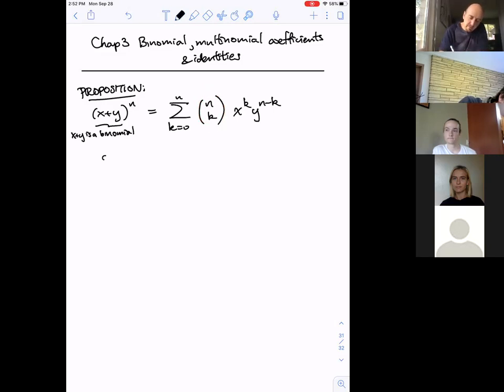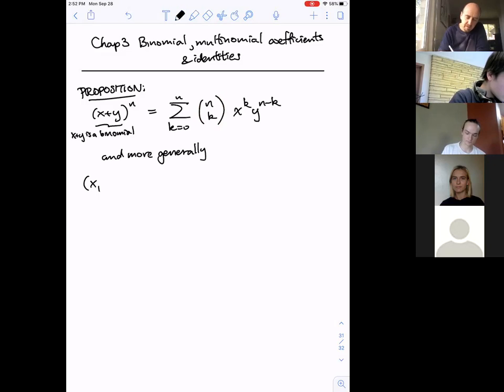And more generally, there's this multinomial theorem. What do we get? It says, what if I've got many variables, not just an x and a y, which are two variables, x1 plus x2 plus, and I think I'm going to use L variables, x sub L. So that's a multinomial. It's got many terms, and I raise it to the nth.